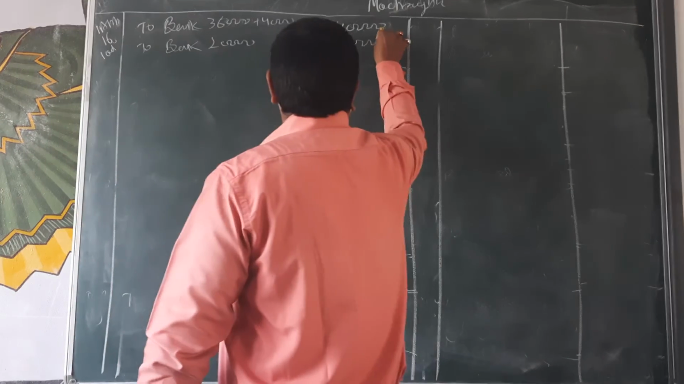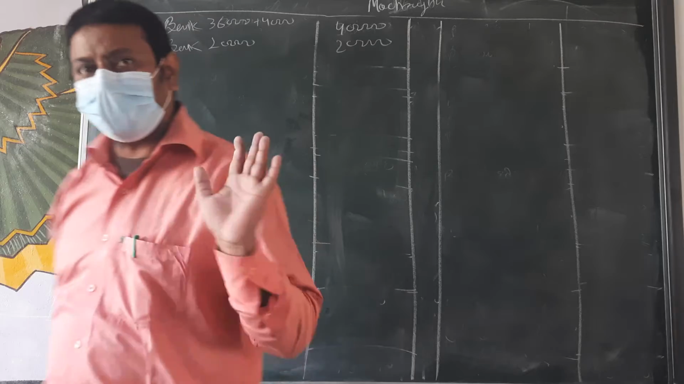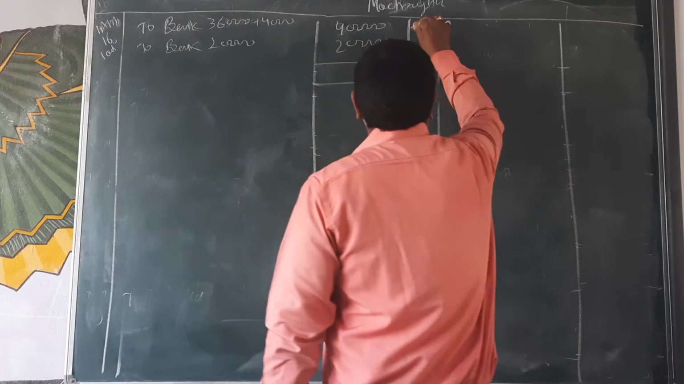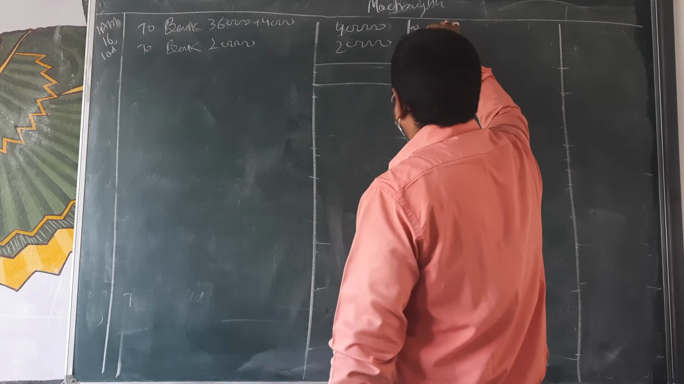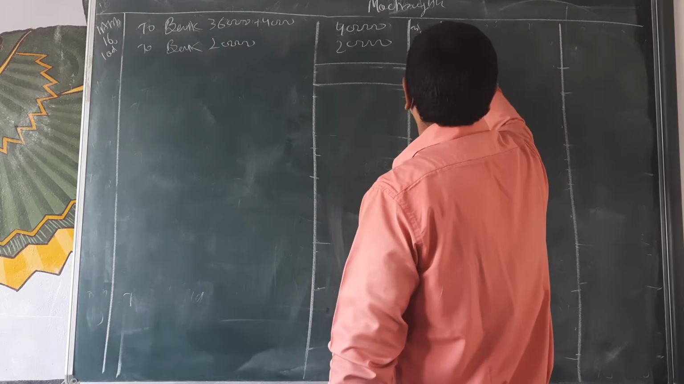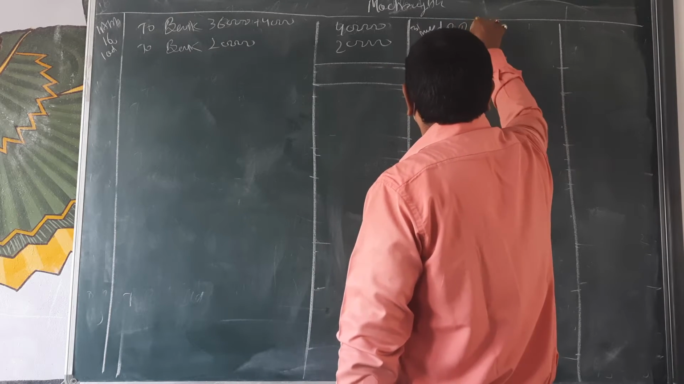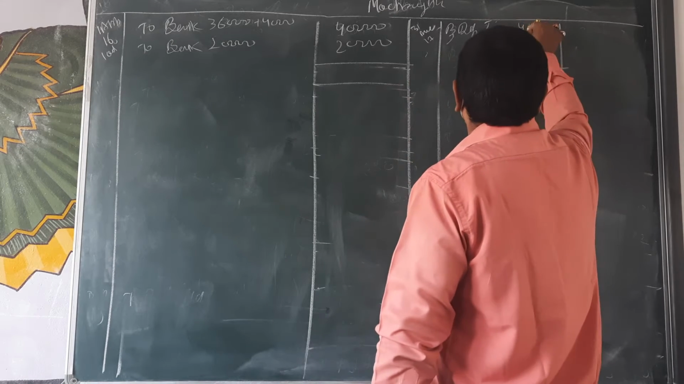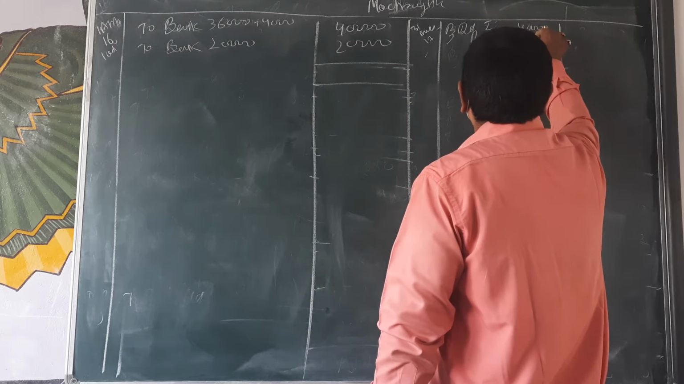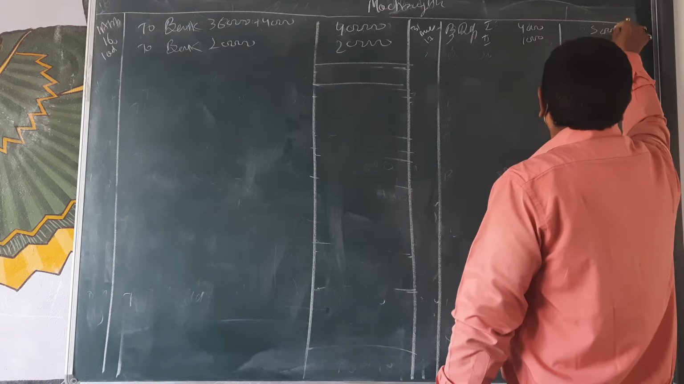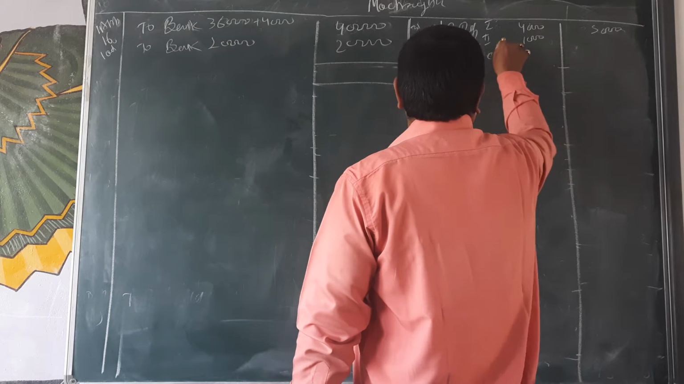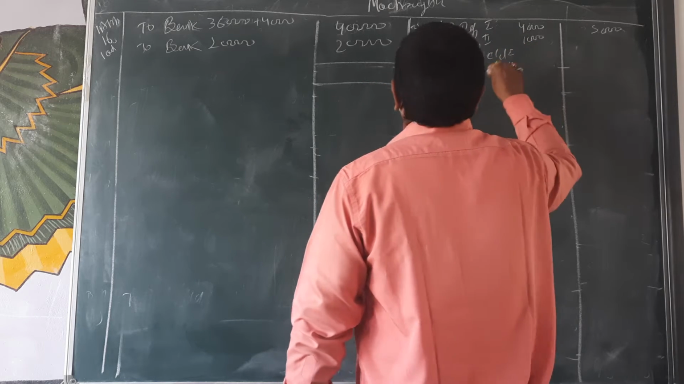Up to this is from the first year. Then close the account on 31st March 2017. By depreciation, first and second machine: for the first machine 4,000 and the second machine 1,000, total is 5,000. Then by balance c/d, first machine and second machine.